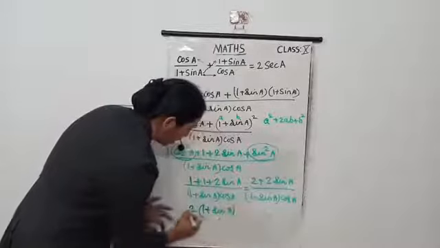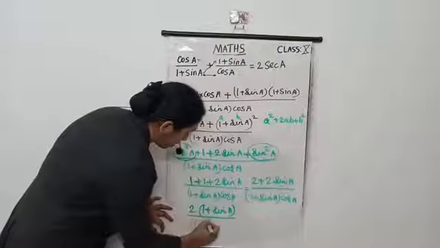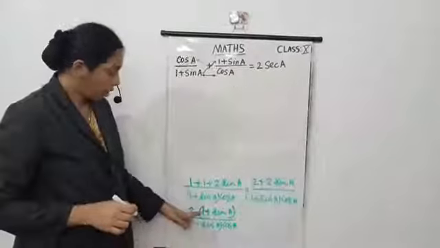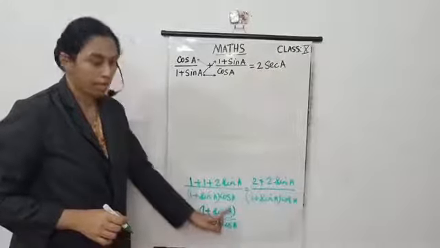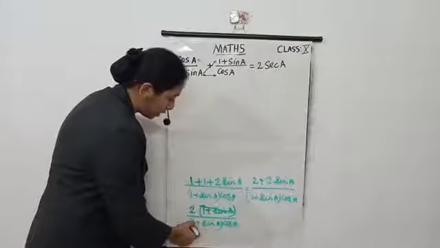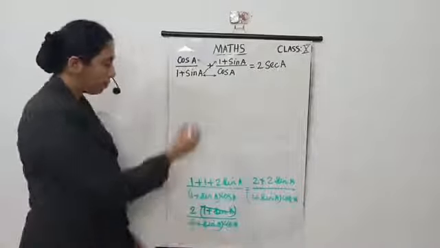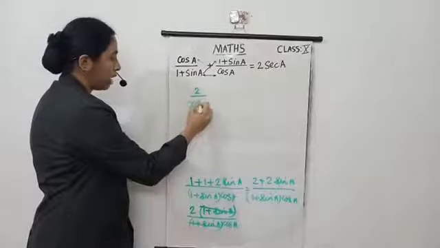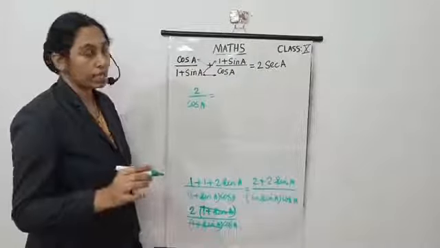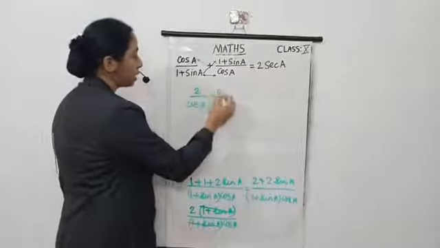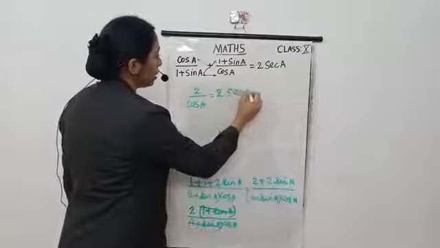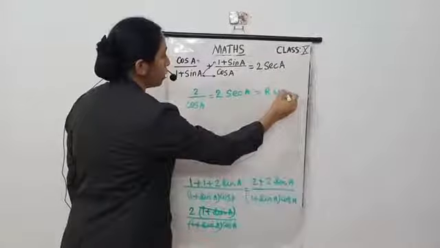1 plus sin A by 1 plus sin A into cos A. Now here 2 into 1 plus sin A by 1 plus sin A into cos A. So here we can cancel this 1 plus sin A by 1 plus sin A. Finally we get 2 by cos A. Now what is 1 by cos A? 1 by cos A is sec A. So this is 2 sec A and this is the RHS, so the proof.